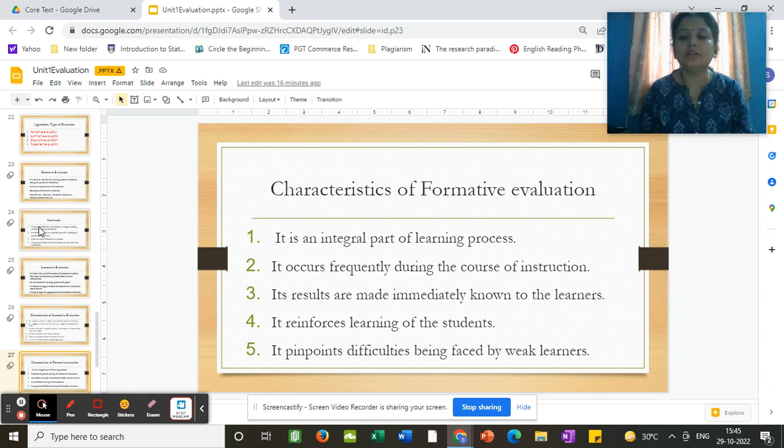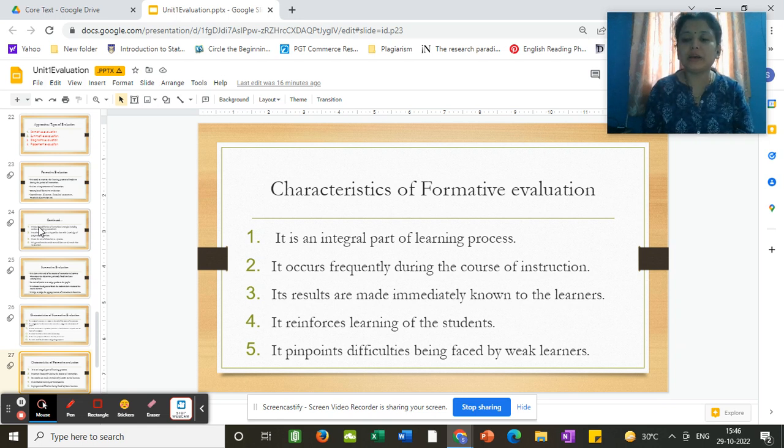Its results are made immediately known to the learner. Basically, for example, we have taken a quiz, or some kind of observation, and we have given feedback on the spot to the students regarding their performance. It reinforces learning. It helps in motivating them also, because the learner is able to know his performance, where he or she is lagging behind, so they can improve and motivate themselves to do better the next time.